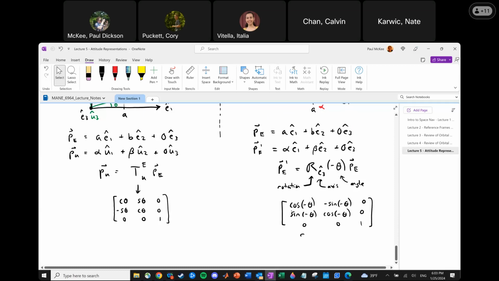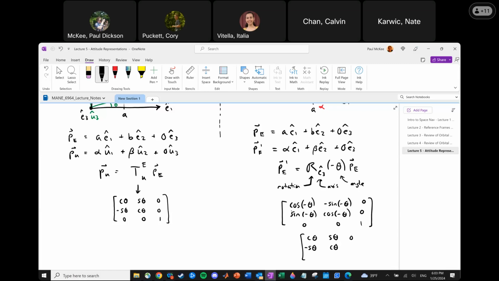But that's just the same thing. Cosine of theta is the same thing as cosine of negative theta. Negative sine of negative theta is just sine of theta. Sine of negative theta is the same thing as negative sine of theta, and cosine of negative theta is the same as cosine of theta. And so what happens is they're the same thing.